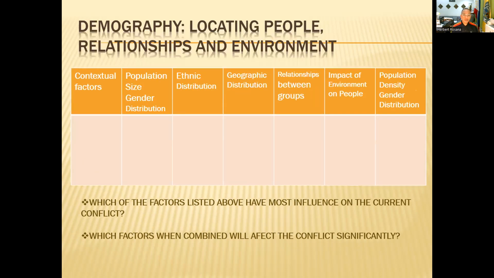Okay. Then, if we talk about demography or locating the people, relationship, and environment, then we have to look into the contextual factors: the size of the population, the gender distribution, the ethnic distribution of that country, the geographic distribution, the relationship between groups, the impact of environment on people, population density, gender, and distribution. And then once we have done this, we should ask ourselves, which of the factors listed above have the most influence on the current conflict? And which factors, when combined, will affect the conflict significantly?